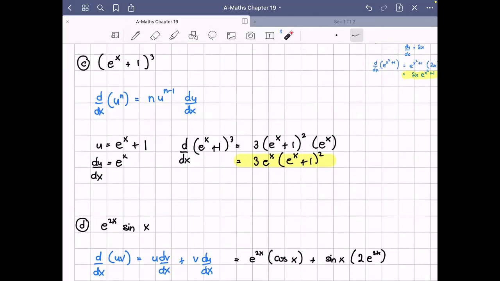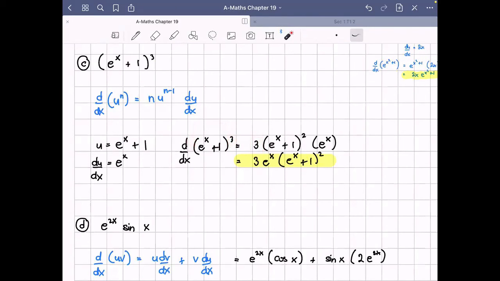So what I did here, class, is to identify my u first. So my u is equal to e raised to x plus 1. And then what is the derivative of my u? So it's just e raised to x. Okay, there's no question here, yeah? And then getting the derivative of the question, this 3 here will be multiplied here. That's why you have 3 here.